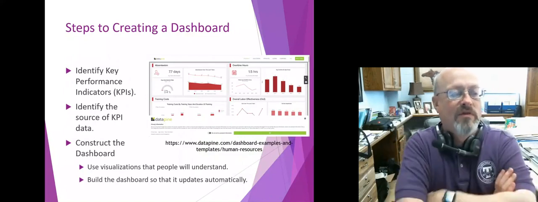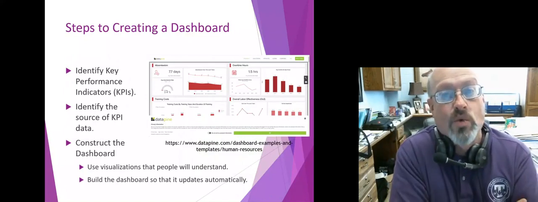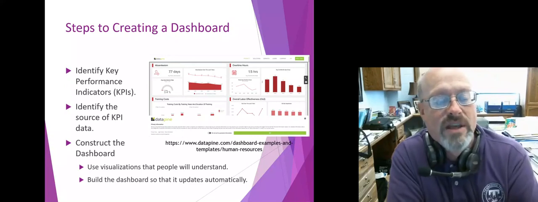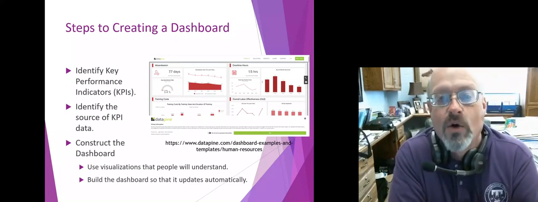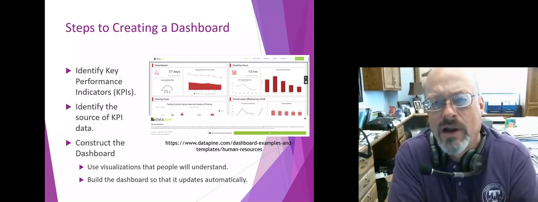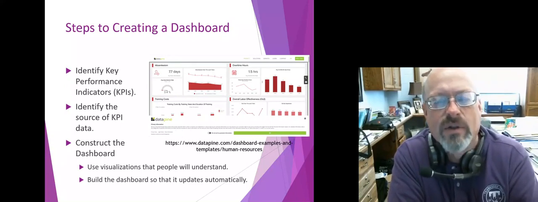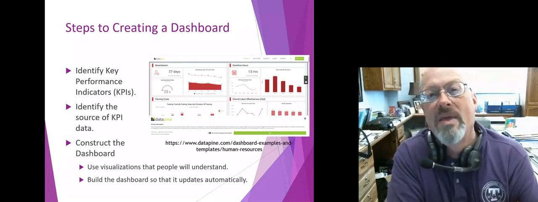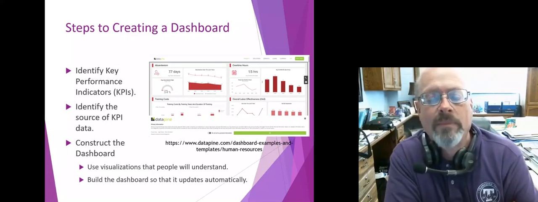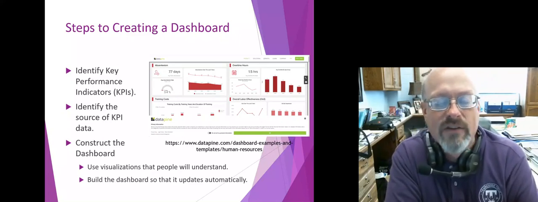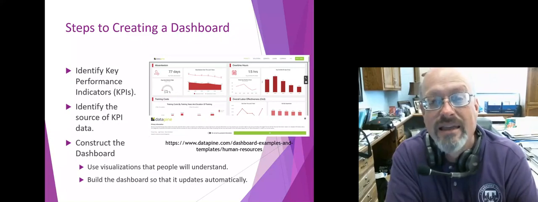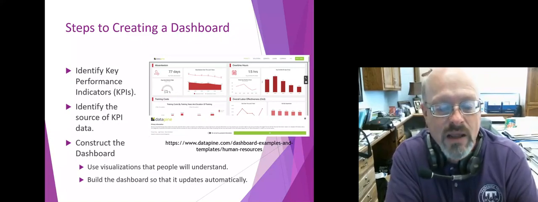So how do we create a dashboard? Well, the first thing you have to do is identify what it is you're wanting to show on the dashboard. We call these key performance indicators, or KPIs. You're going to hear that term a lot in management. KPIs are the things that are critical, the measurements that tell you when things are going well and when they're not going well. So you identify the source of that KPI data, and then you would have to go get that data and use it to construct your visualization.